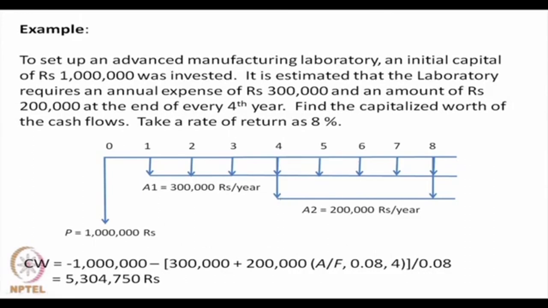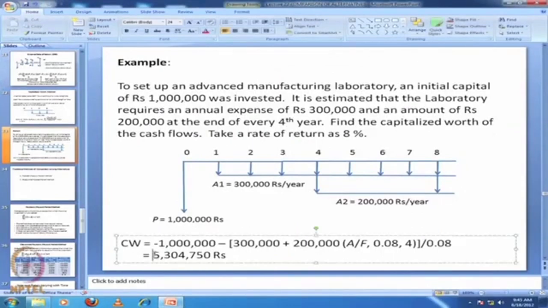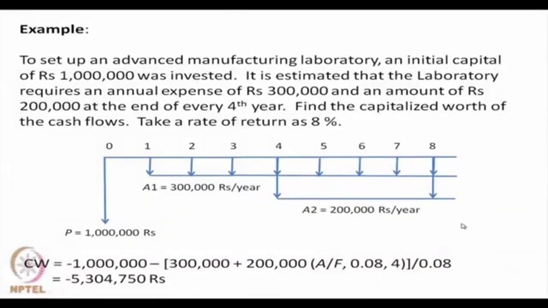And according to our capitalized worth method, this is A divided by r, where r is 0.08, that is, an 8% rate of return is given. So, that makes it this minus this. Once again, there is a mistake here, this has to be minus. This is minus 5,304,750 rupees. This is the capitalized worth. If we have a similar project or another project with different cash flows, we can separately find its capitalized worth, compare the two, and since both are cost, the one that gives the lower cost is accepted.